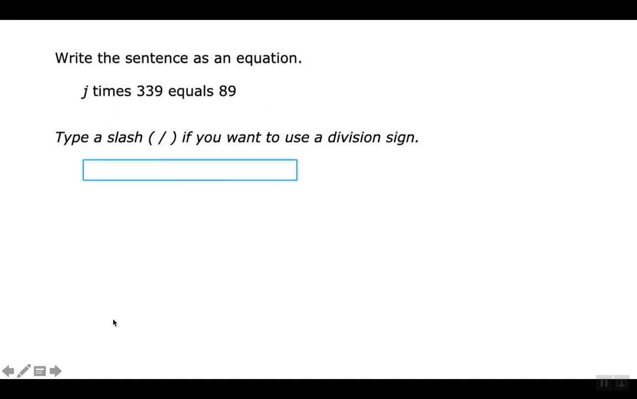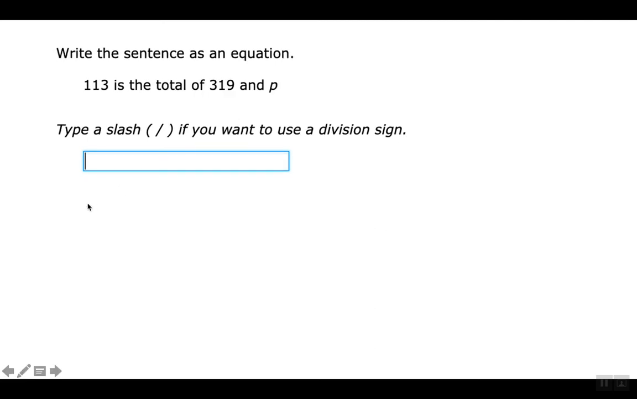All right, so next one is easy. They're all easy. J times 339. J times quiere decir multiplicar. J multiplicado por 339. Times quiere decir multiplicar. Just remember that you gotta write the number in front of the letter. Recuerden que se escribe el número al frente de la letra. Equals 89.